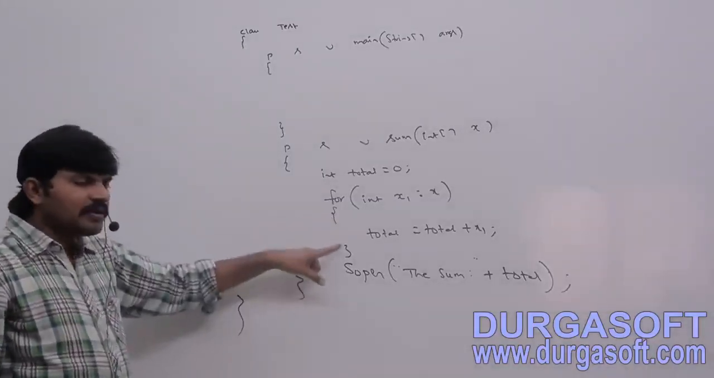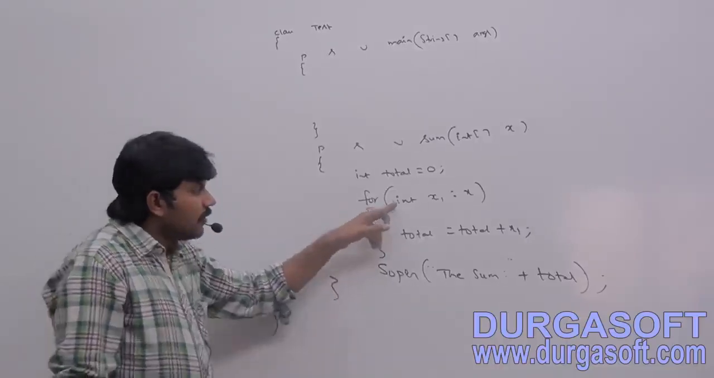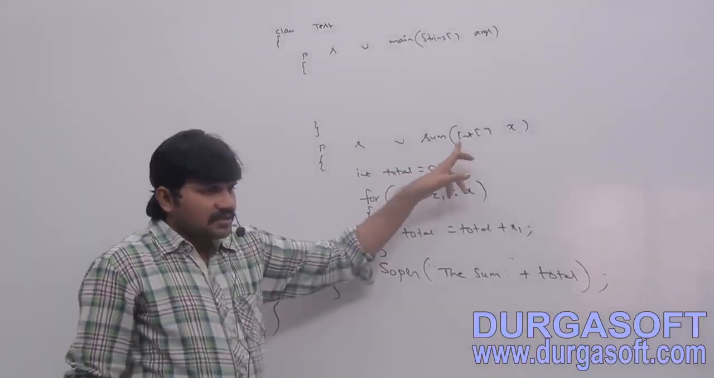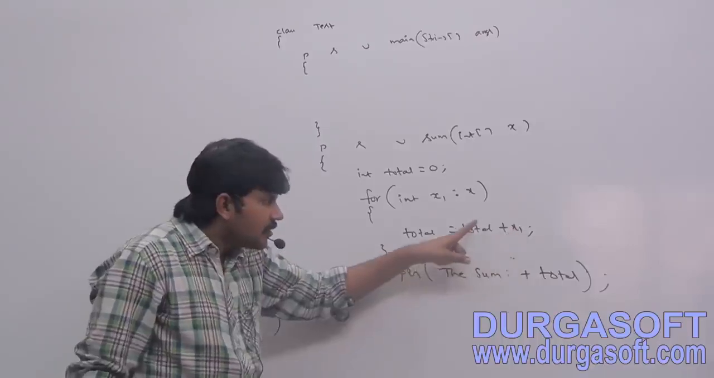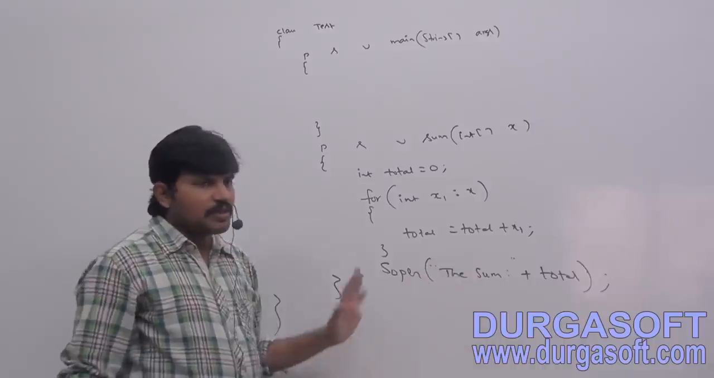What is this loop? This loop is called the for each loop. You know the basic idea. For every int element present in this array, please add that to the total. Total is equal to total plus x1. The sum is nothing but total.